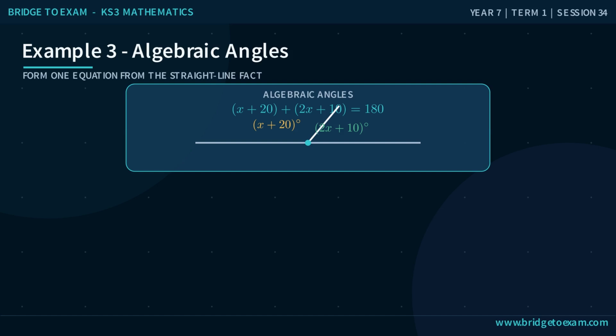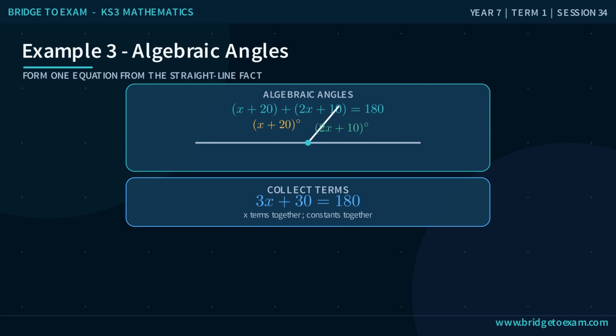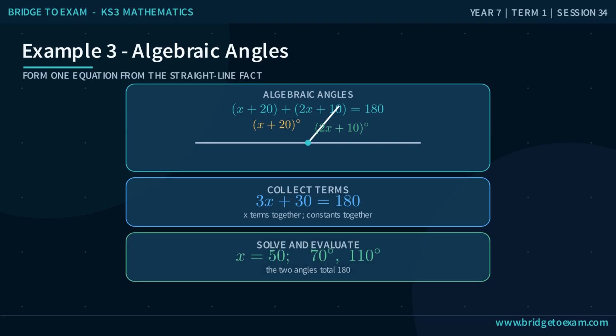Two adjacent angles on a straight line are x plus 20 and 2x plus 10 degrees. Their sum is 180. X plus 20 plus 2x plus 10 equals 180. Collect terms to get 3x plus 30 equals 180. Therefore, x equals 50, and the angles are 70 and 110 degrees.